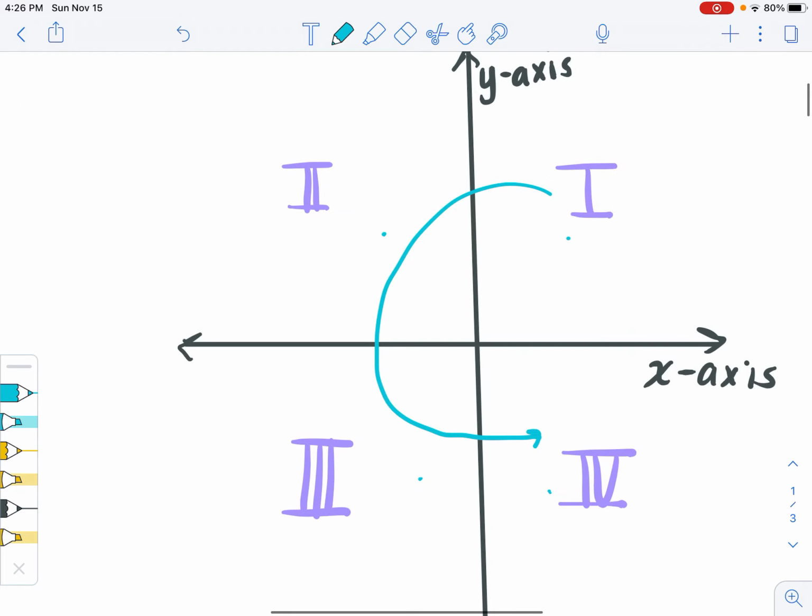Now, quadrant 1 has a positive x value and a positive y value. If we were to look at numbers on here, I'm just going to add positive 1 and positive 2. The point right here would be (1, 1). Our x value is 1 and our y value is 1.